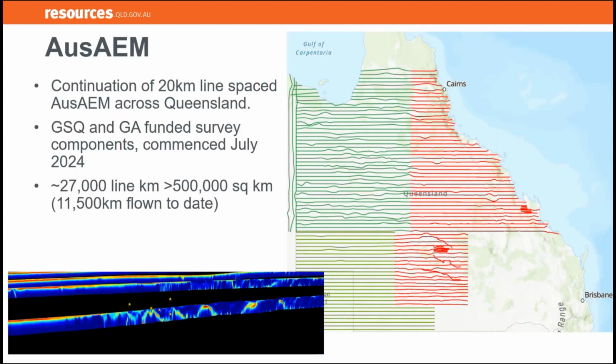Houston talked a lot about AusAEM, so I won't talk too much about it, but just to say that is obviously a co-funded program between GSQ and GA. This new program is about 27,000 line kilometres, covering 500,000 square kilometres. They're currently about 42% completed on that survey as of the report I got today. They started down south in the block over the Adavale, and they're currently flying around Longreach through to Rocky, that area at the moment. So they'll continue up the coast and continue those lines out there. The green lines there are obviously the pre-existing AusAEM 1, and the new phase of AusAEM is to extend those lines out to the coast.